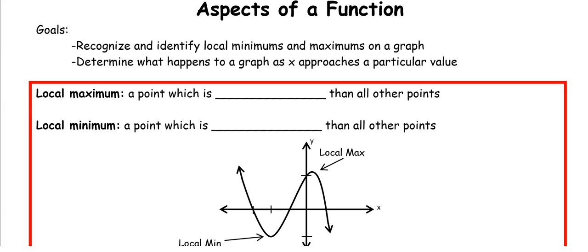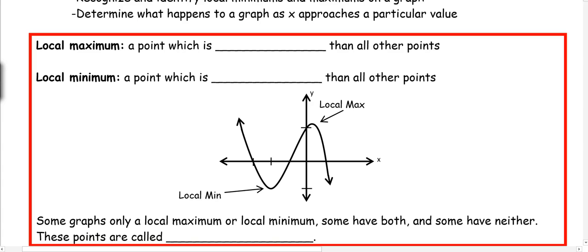This video is about aspects of a function. So we are going to recognize and identify local mins and maxes on a graph. We're also going to determine what happens to a graph as x approaches a particular value. So first, let's talk about what a local min and a local max are.